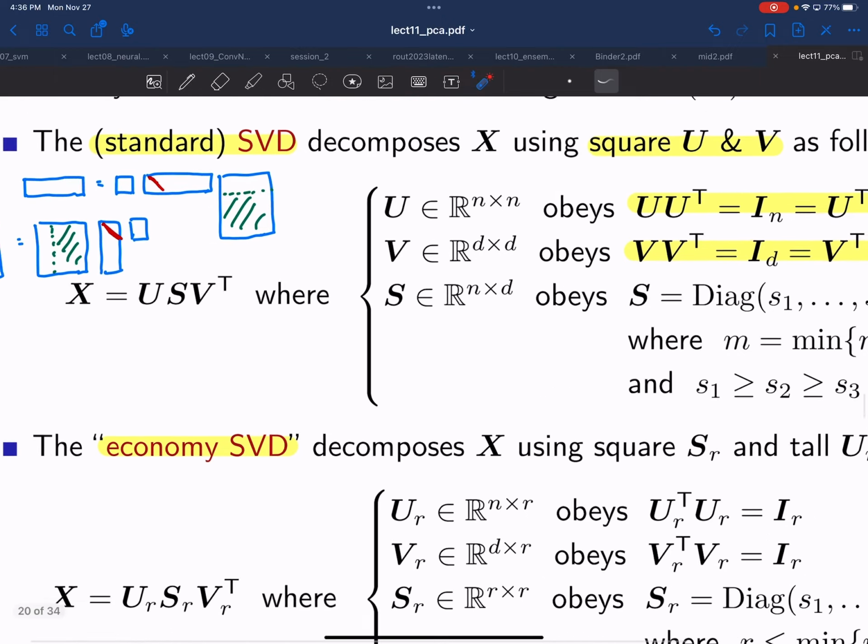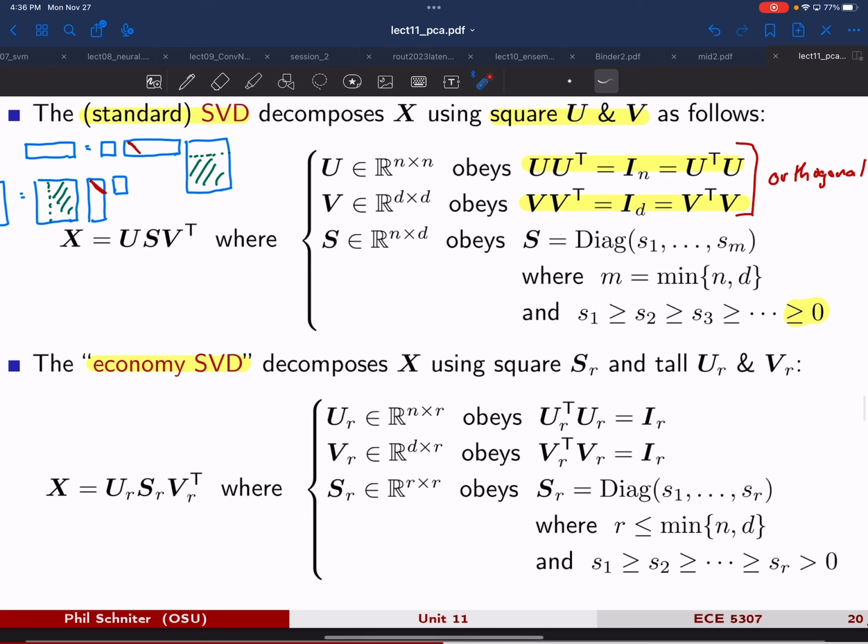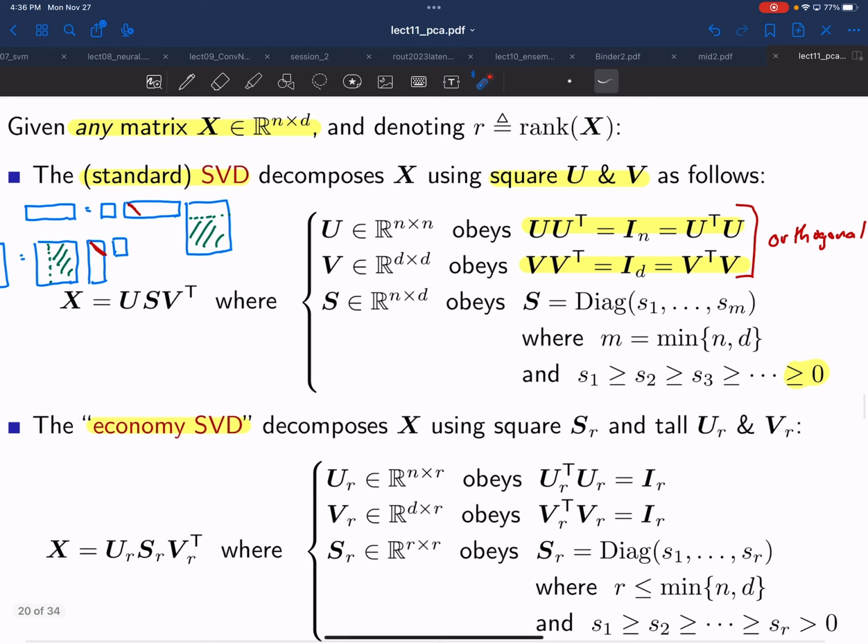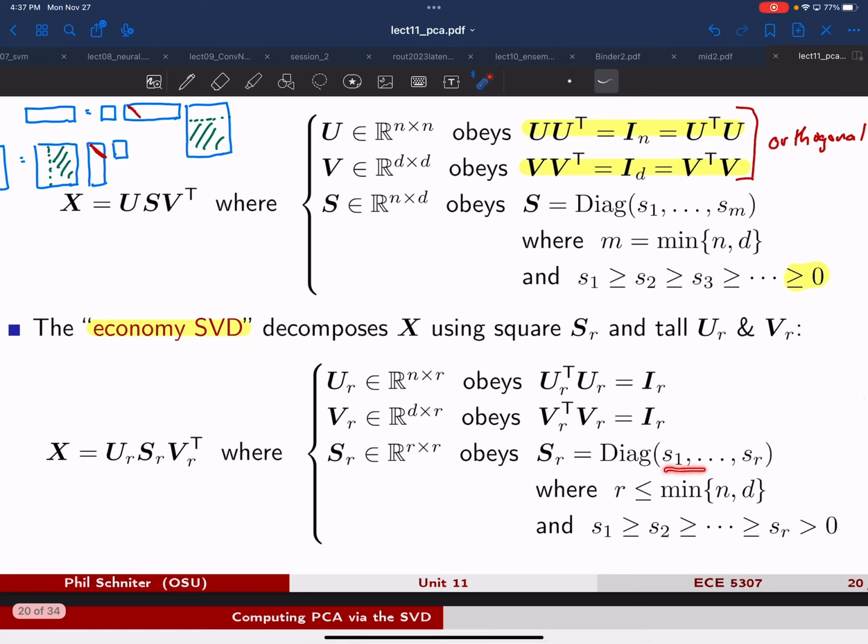So what the economy SVD does is it only computes R columns in these matrices, and that is because when you have an R rank matrix here, there will be exactly R, little r, non-zero singular values. So here's the R of them. Those are the only ones that are computed here, so they're all greater than 0. No 0-valued ones are computed.